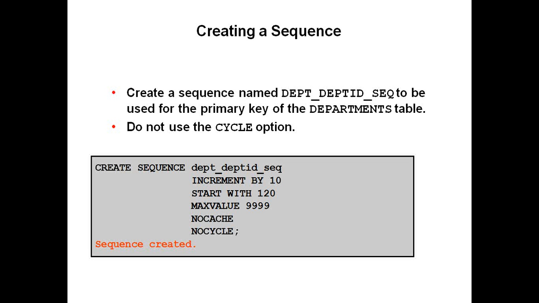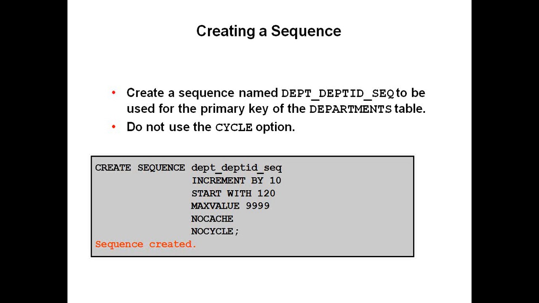And the maximum value that it can reach is 9999. But when you keep on giving this increment of 10, the last possible value is only 9990. You cannot go more than that. And no cache means you don't want to remember these values in the memory.